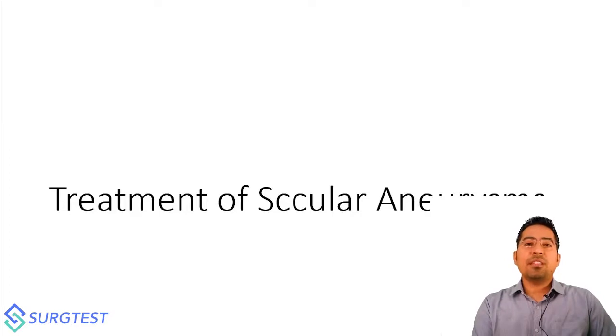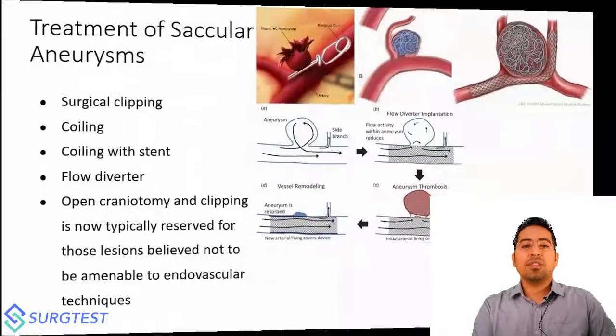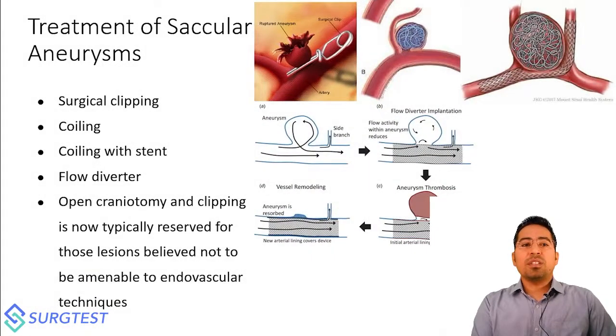Now, how will you treat these saccular aneurysms which have presented with subarachnoid hemorrhage? The treatment options are either surgical clipping, where you put a titanium clip over the neck of the aneurysm, or coiling via the endovascular route. You can put coils and obliterate the aneurysm from inside, so that no further blood will flow inside the aneurysm, and it will be obliterated from the circulation, and the risk of rupture and blood leak from the aneurysm will go down.